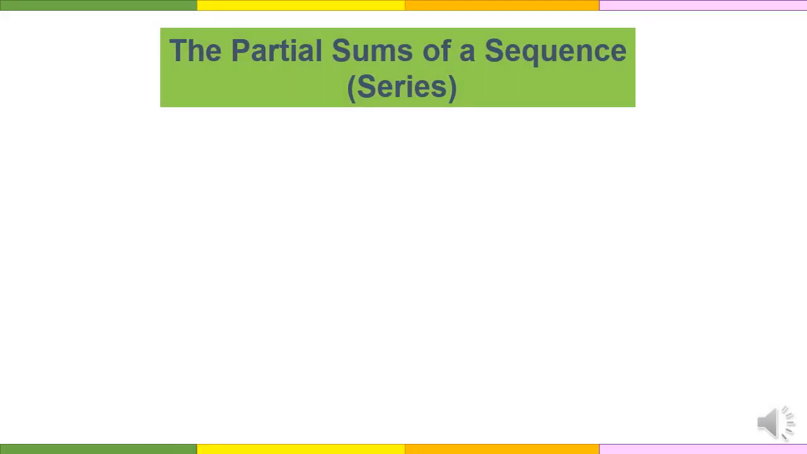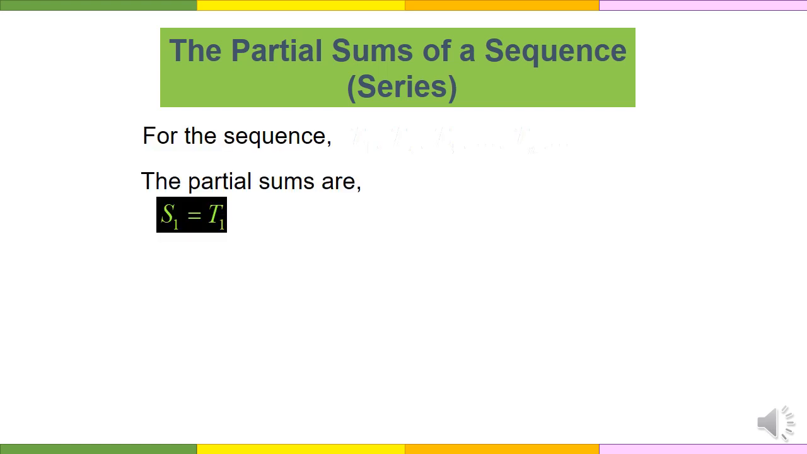Of a sequence or series. So what do partial sums mean? For the sequence, we know that the partial sum is the addition of the terms. For example, for S1, the first term, what is the sum? We only have the first term. That's why S1 equals T1.